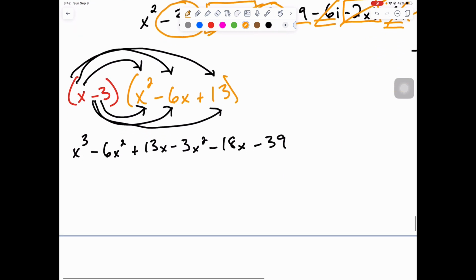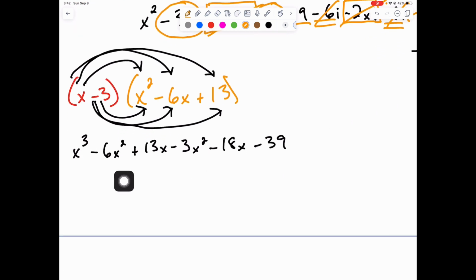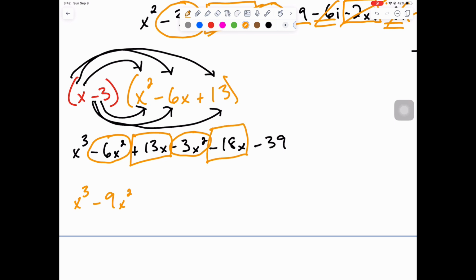And from here, we will simply combine like terms. We have an x cubed. Is anything else to the third power? No, simply easy bake oven. Set it and forget it. Our negative 6x squared, I'll circle. Anything else with an x squared? Yes, we have negative 3x squared. Negative 6 minus 3 is negative 9. Don't forget your x squared. 13x minus 18x is minus 5x. Then our negative 39, well, we just bring down.